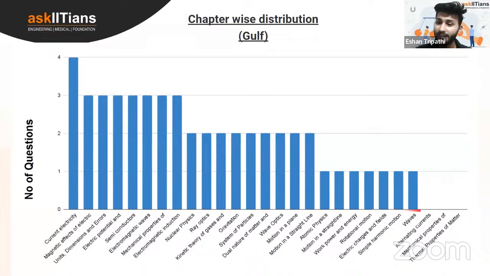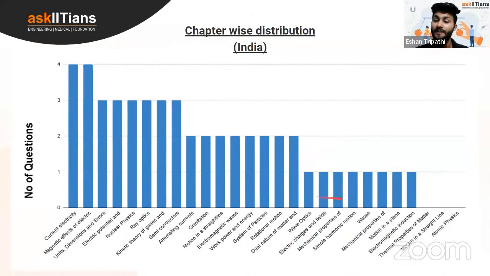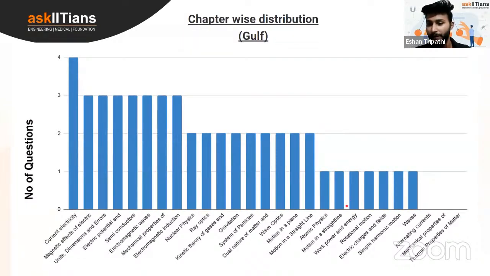But that's it. Otherwise, you'd see nuclear physics, ray optics, KTG, gravitation, all of them have almost the same weightage. Another difference that you would find is atomic physics. In this paper, guys, one question was asked from atomic physics, although in India, atomic physics had no questions. Otherwise, again, it is almost the same. Mechanical properties of solids, no question asked. Thermal properties of matter, again, zero questions asked.